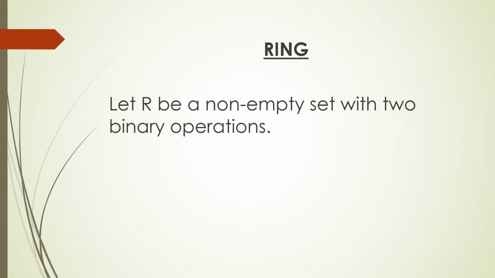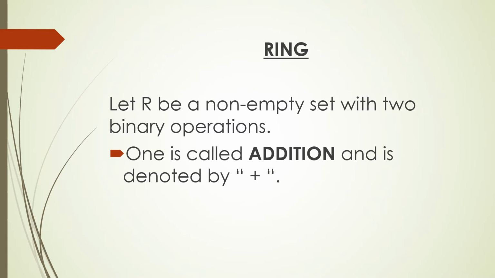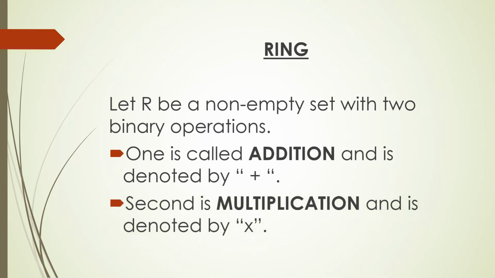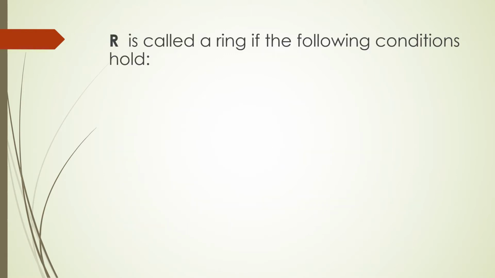Let us first talk about a ring. Let R be a non-empty set with two binary operations. One is called addition and is denoted by plus. Second is multiplication and is denoted by a multiplication operation, which is times. R is called a ring if the following conditions hold.